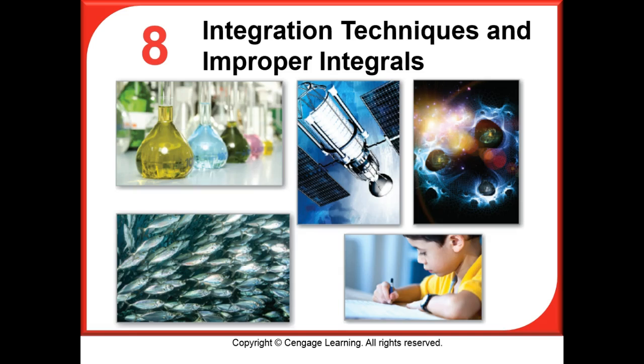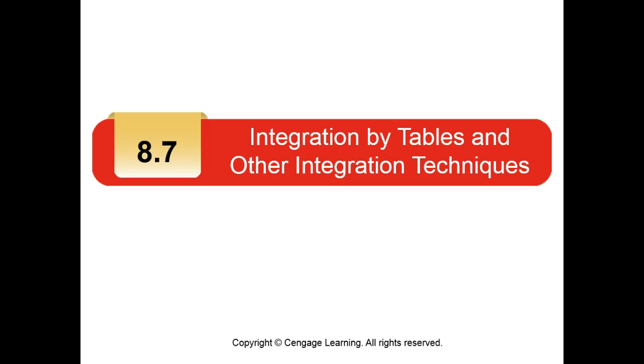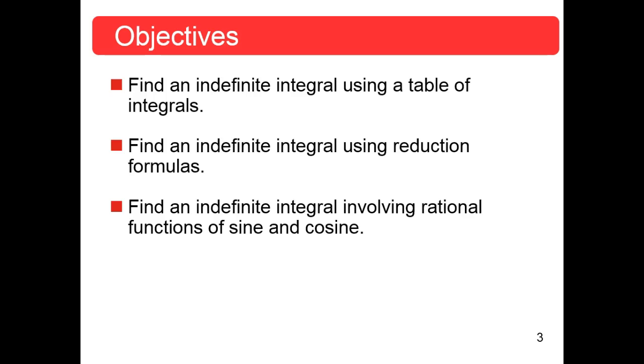Okay, we're still in Chapter 8, Integration Techniques. We're not going to mess with improper integrals. Integration by tables and other integration techniques. Objectives here: find the indefinite integral using a table of integrals, find an indefinite integral using reduction formulas, and we're going to see how they show up in tables too, and find an indefinite integral involving rational functions of sine and cosine.